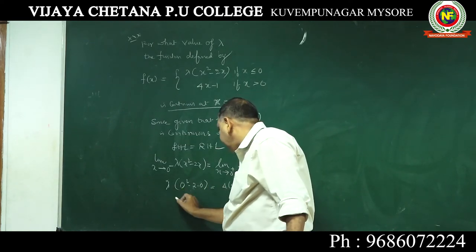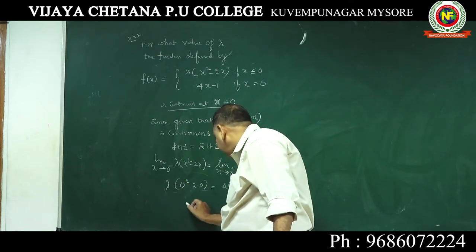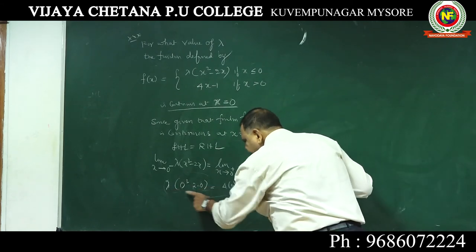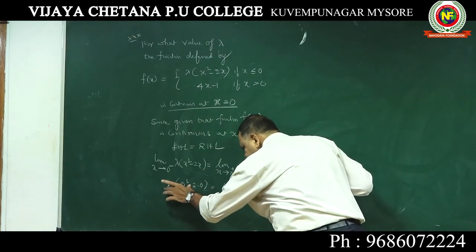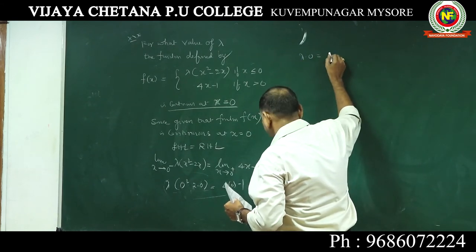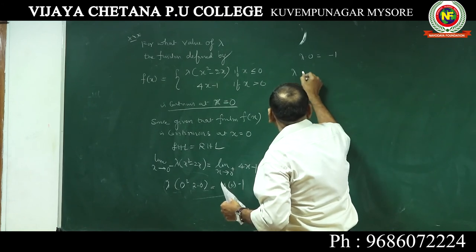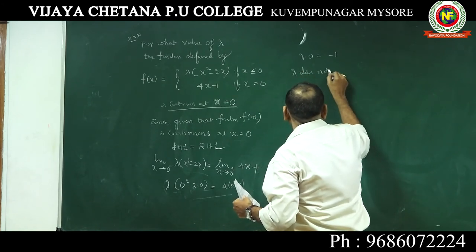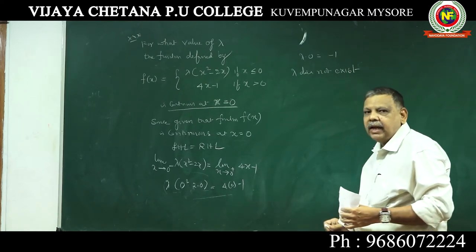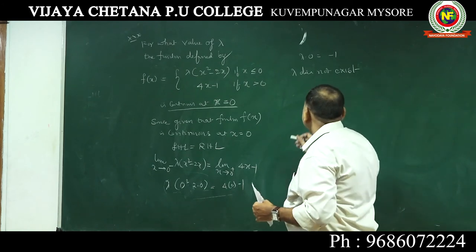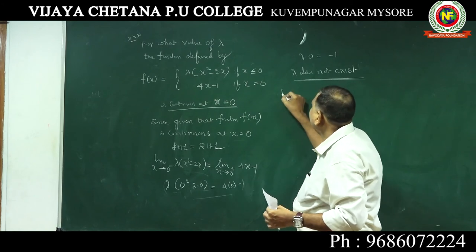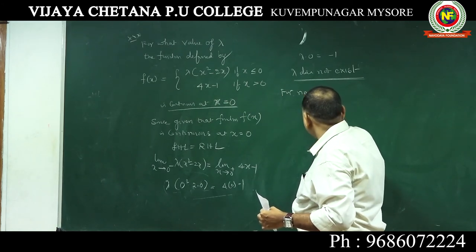That means lambda itself will go away. Lambda into 0 is 0. Lambda won't exist at all, because this lambda into 0 is 0. So here lambda into 0 will actually be minus 1, or lambda does not exist. Lambda does not exist. This is the thing you should write: lambda does not exist.